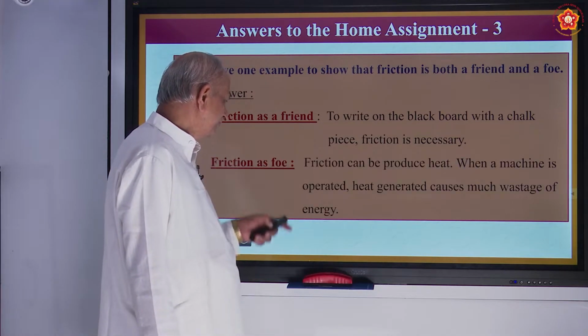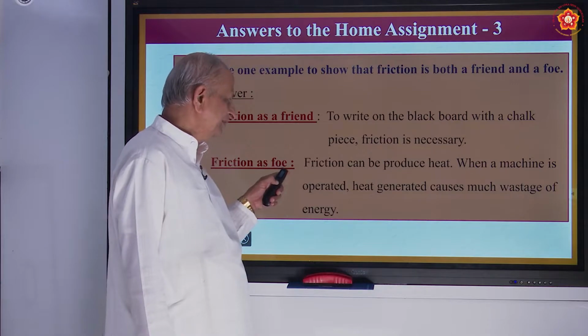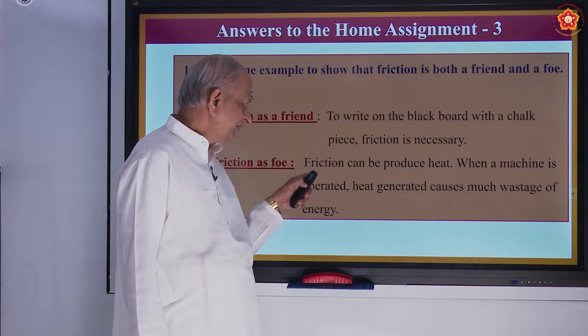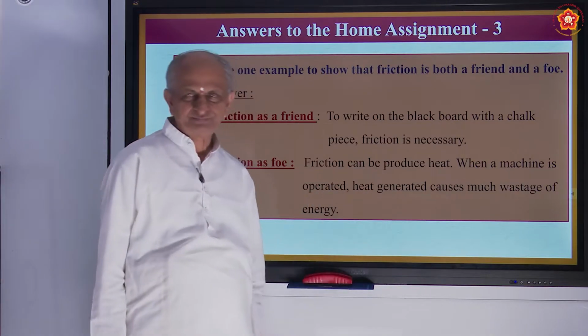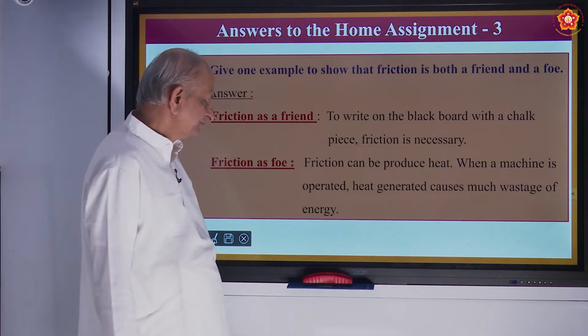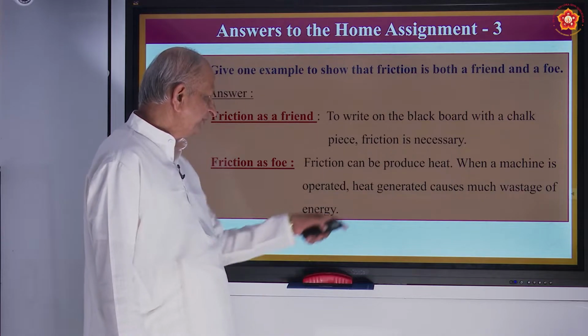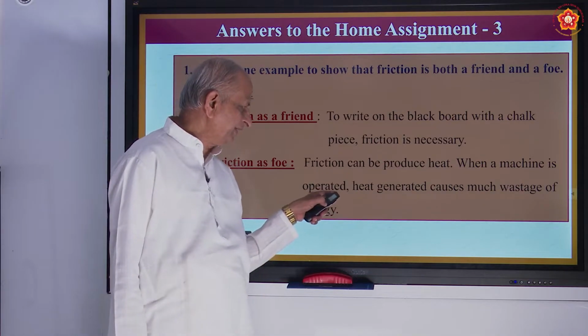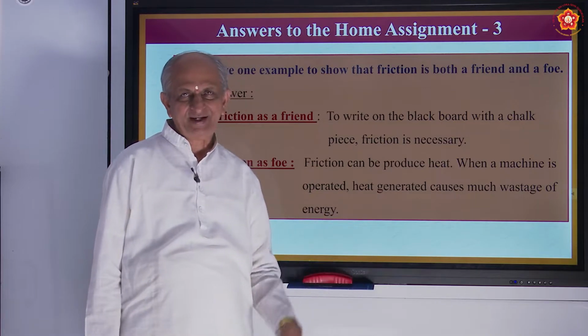And friction as an enemy, or difficulty in friction. It can produce heat. See, production of heat during friction. For example, when a machine is operated, heat is generated. Have you observed?